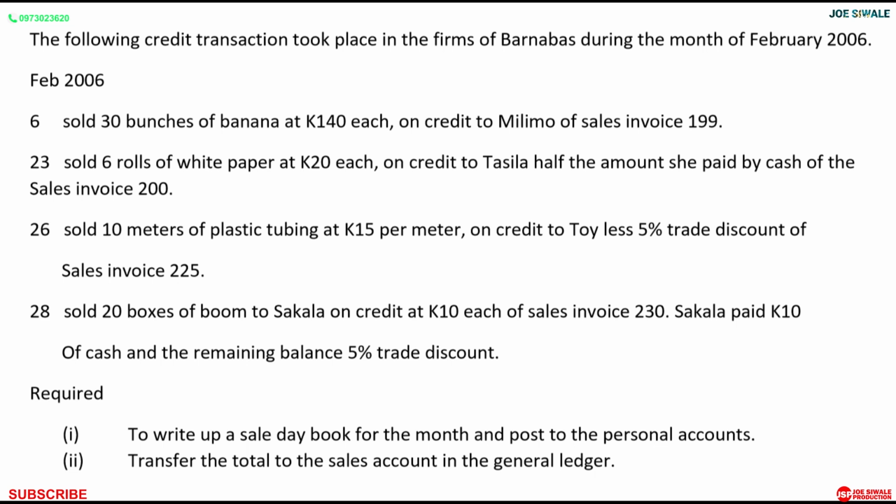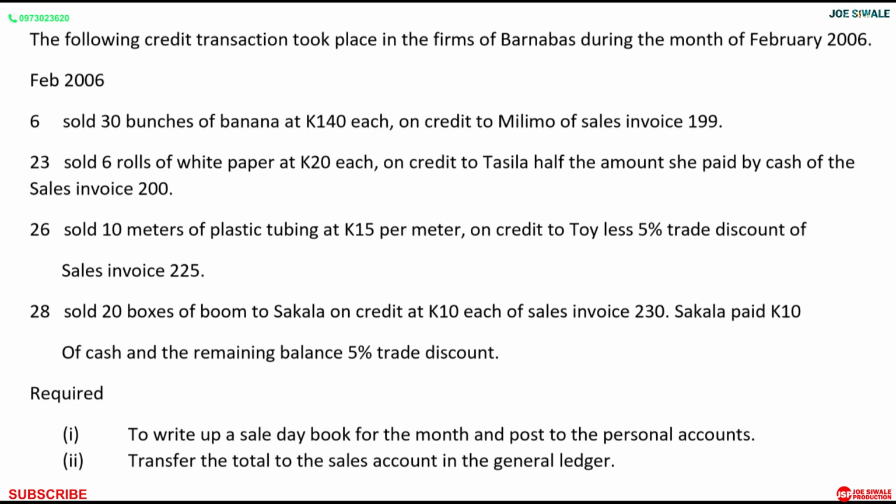Let's look at the second transaction. The second transaction occurred on the 23rd. Sold 6 rolls of white paper at 20 kwacha each on credit to Tasila, half the amount she paid by cash, sales invoice 200. For us to find our total, we're going to say 6 multiplied by 20, and we are going to have 120 kwacha. But before we record it in the invoice total, we have to subtract 60, since half of that amount was paid by cash, and we don't record any cash transaction in the sales day book. We only record credit sales.